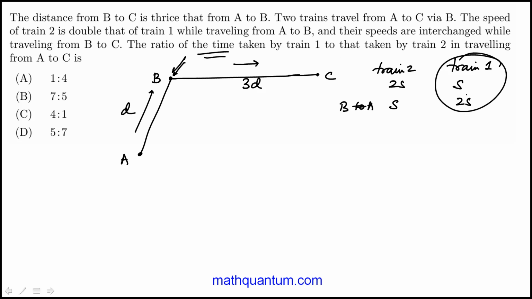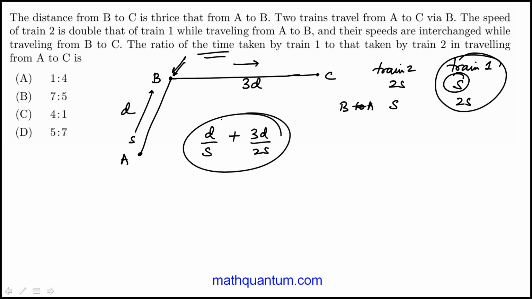So I'll start with the time it takes train 1. So that would be D over S, because its speed is S here, and then it doubles here, so it would be 3D over 2S. So that's the time taken by train 1, distance over the speed. We do the same thing for train 2, would be D over 2S plus 3D over S.